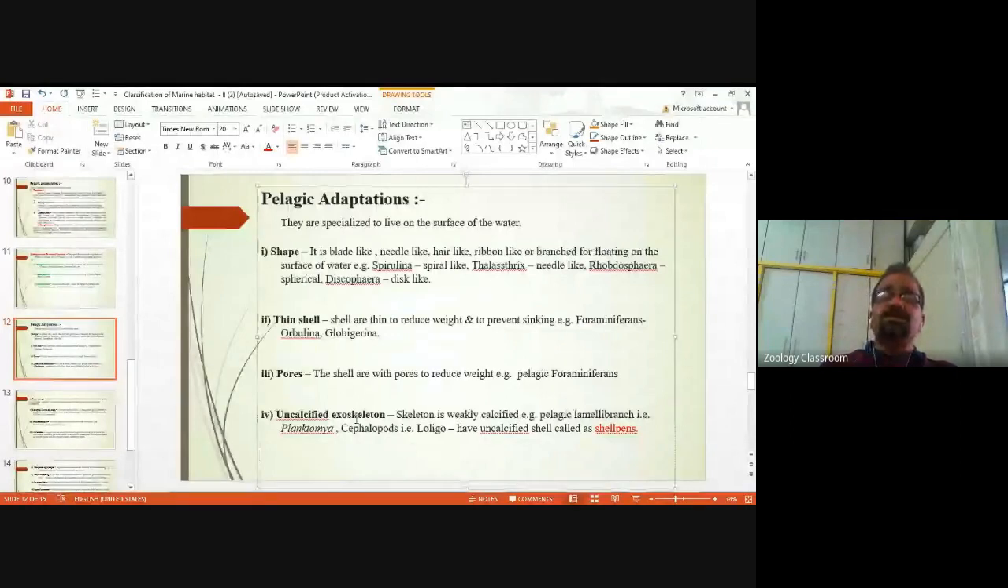So an uncalcified skeleton is there, and even though the skeleton is present, there is not much calcification in the shell. If you remove the shell of this Sepia or Loligo, they are very porous and can be broken easily. So uncalcified shells are called shell pins, and thus they add to the buoyancy of these organisms. Okay.